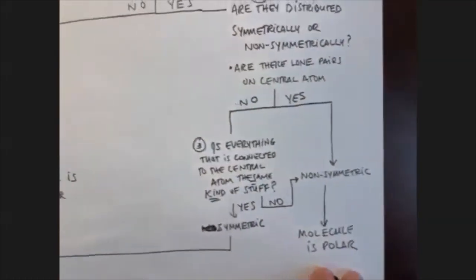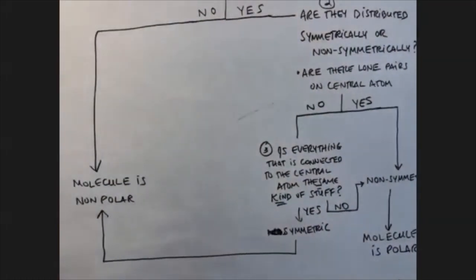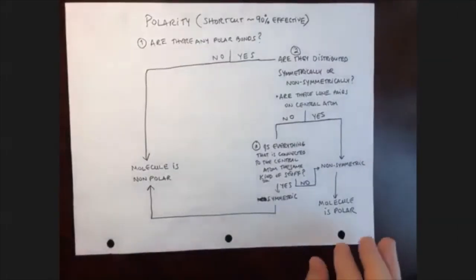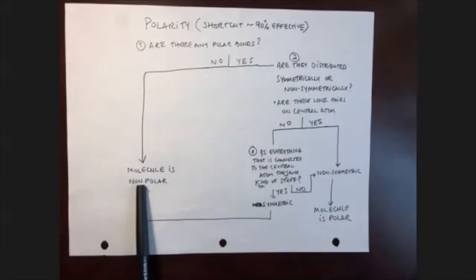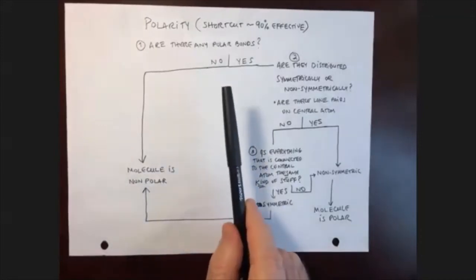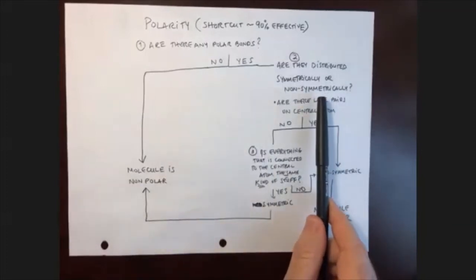Kind of like a little sketchy here. Let me just zoom back out so we can see the whole sheet at the same time. So again, I'm going to start out with, are there any polar covalent bonds? If the answer is no, the molecule is not polar. If the answer is yes, that is not enough. I have to ask myself, are they distributed symmetrically or non-symmetrically?